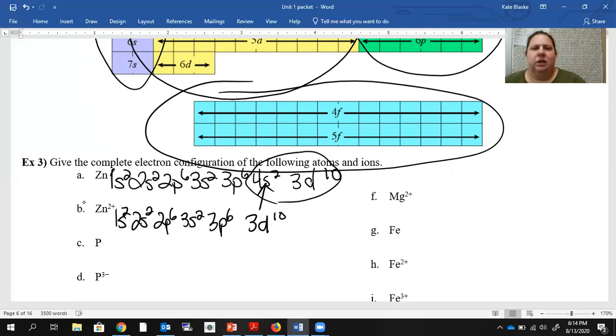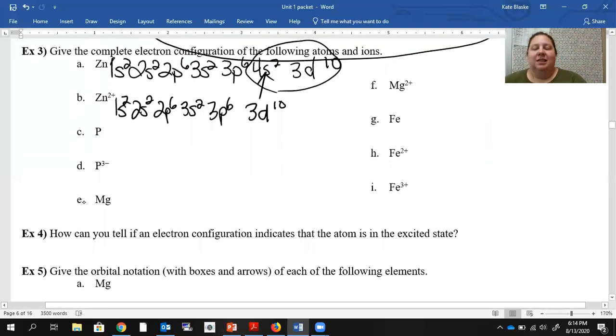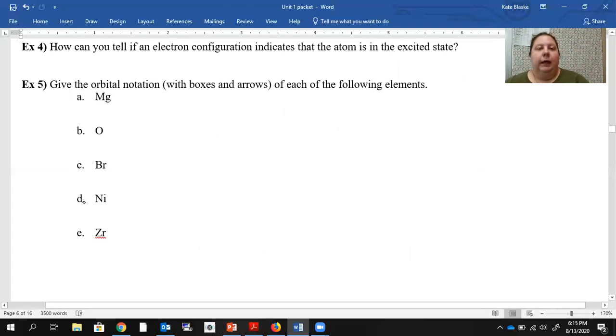So that's sort of an interesting thing, that when we have those transition metals, they will actually more likely lose their s orbitals first. Those are actually their valence electrons that they will lose.